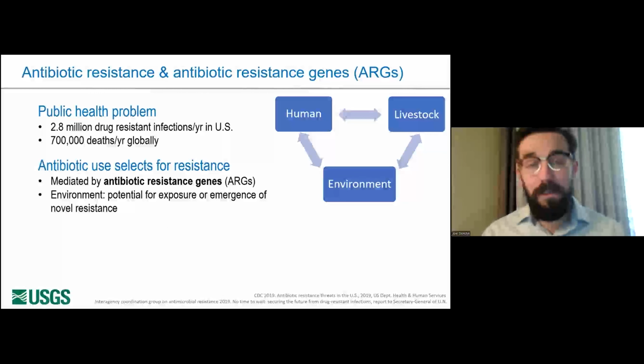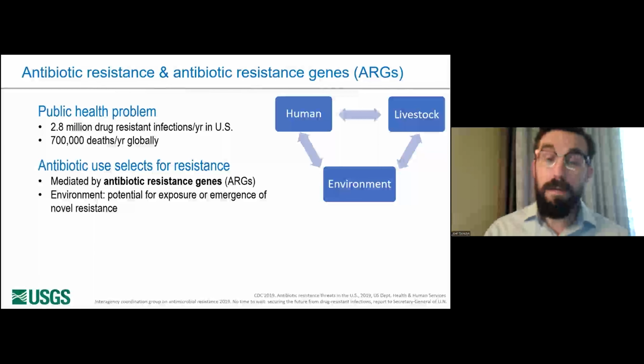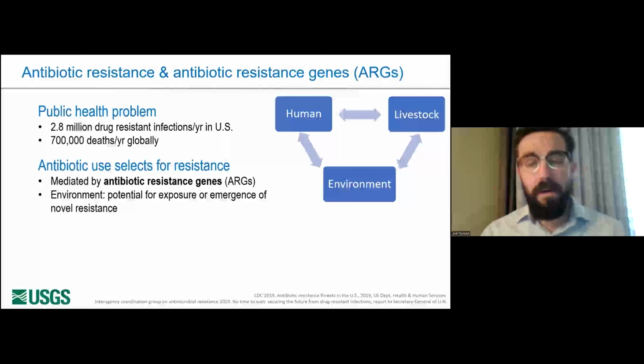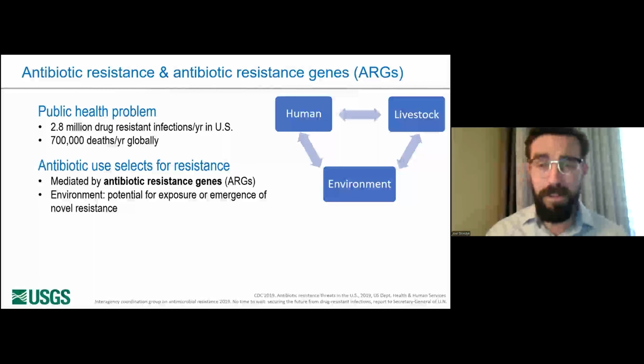Antibiotic resistance is a growing public health problem. This is a situation where someone will get a bacterial infection. They can't fight it off on their own, and so they get treated with antibiotics, but those antibiotics are ineffective because the bacteria causing the infection are resistant to them. The use of antibiotics in human medicine and livestock production selects for resistance in bacterial populations. That resistance can take different forms, but whatever the mechanism, it's mediated at the genetic level by antibiotic resistance genes, and that's the contaminant I'll be talking about today.